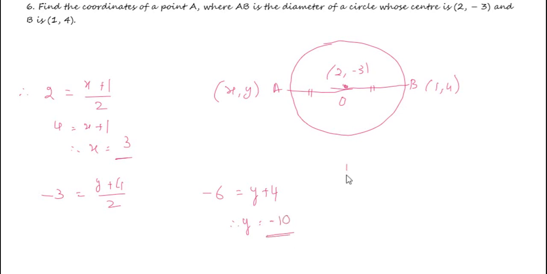So the coordinates of point A are 3, minus 10.